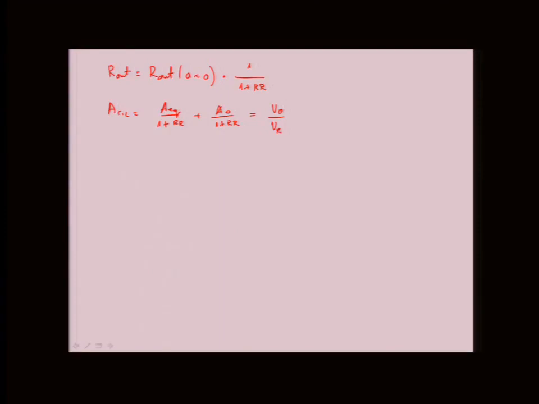And then we can plug things in to do the derivation. So from here, 1 over 1 plus RR will be V0 over A equivalent plus A0 times VR. And then we plug this into the first one. So R out will be R out of A equals 0 times V output over A equivalent plus A0 times VR.